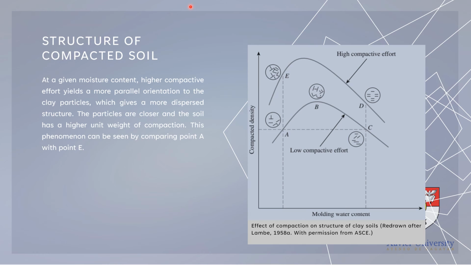At a given moisture content, higher compactive effort yields a more parallel orientation to the clay particles, which gives us a more dispersed structure. So, the particles are closer and the soil has a higher unit weight of compaction. This phenomenon can be seen by comparing point A with point E. So, we get better orientation of our clay particles when we exert high compactive effort for our soil. Not just that, it will also give us a higher compacted density or higher unit weight for our soil.